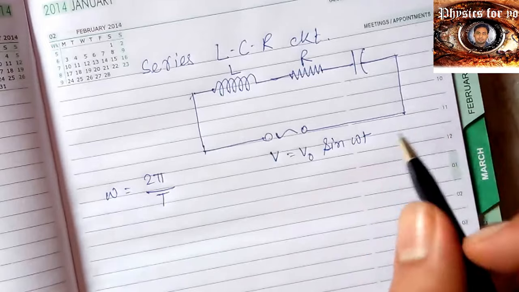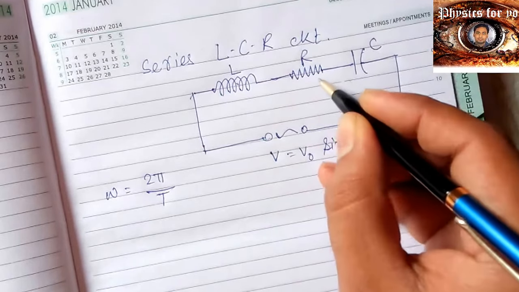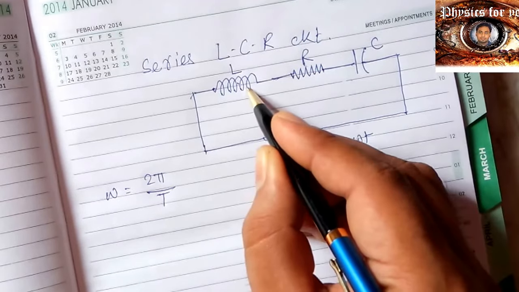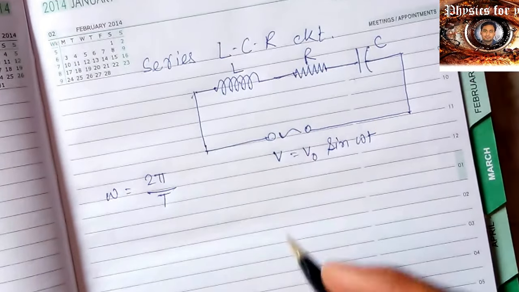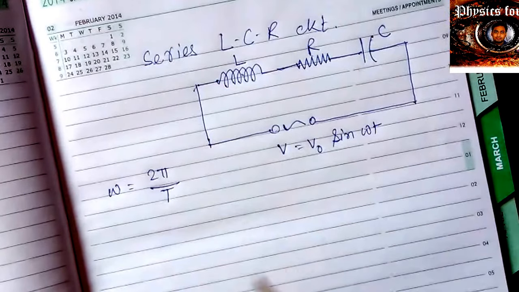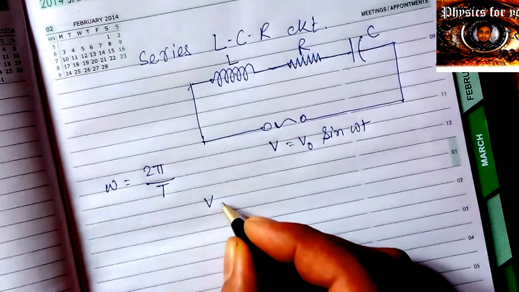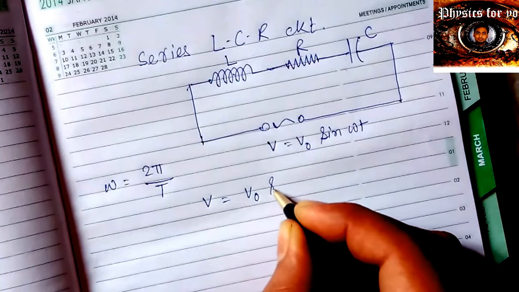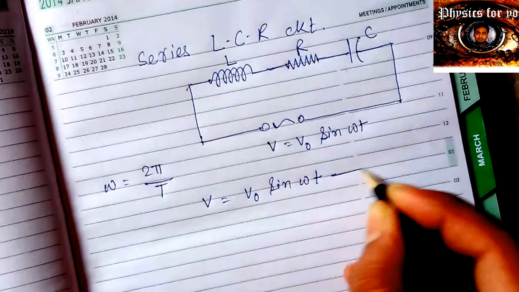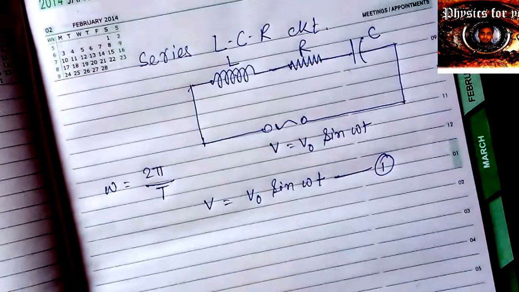So L, C and R, that is the inductor, capacitance and resistance, are connected with an alternating source of voltage, that is V equal to V0 sine omega t. That is the applied voltage. Take it as equation 1.